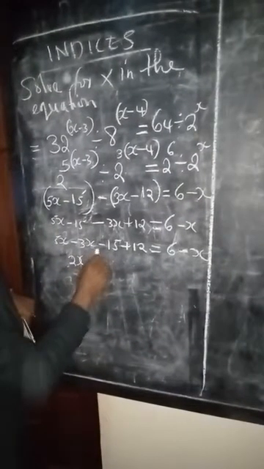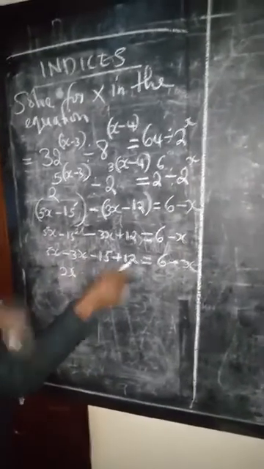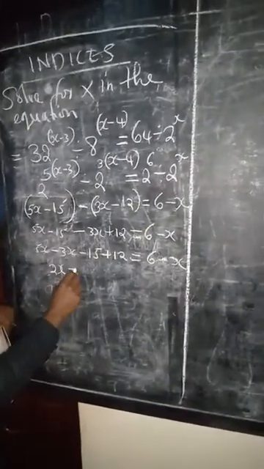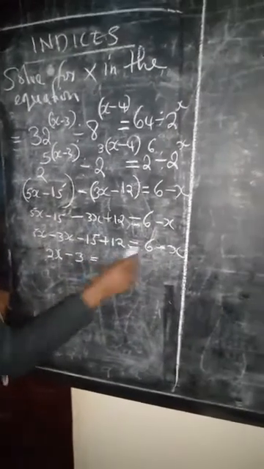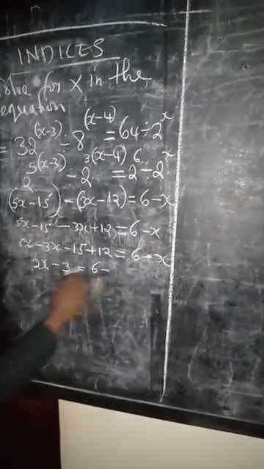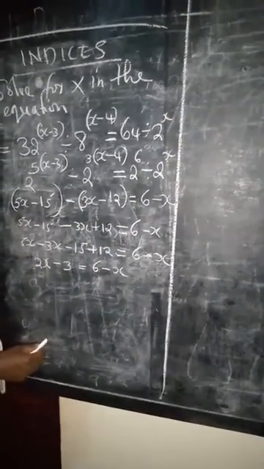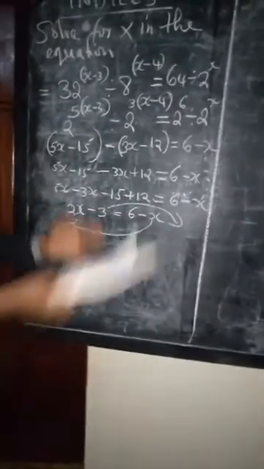This one is negative 15 plus 12, which is equal to negative 3, is equal to x minus, 6 minus x. We can group the right terms further. We take this to the other side, and then we take it to the other side. That is how you are shown in primary school.